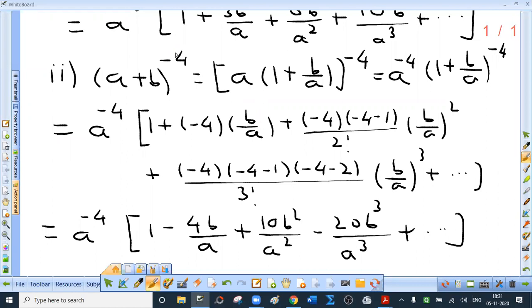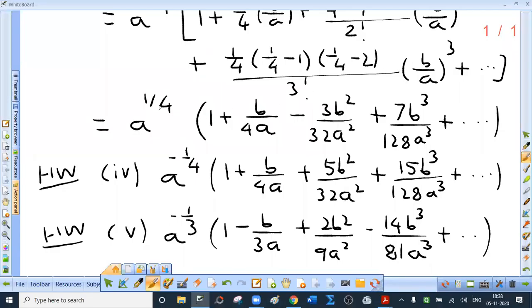Second, a plus b raised to minus 4. So within bracket take a common. So a into 1 plus b upon a raised to minus 4. So a raised to minus 4 into this. Same 1 plus x raised to n where n is minus 4 and x is b upon a. So you should get this a raised to minus 4 into 1 minus 4b upon a plus 10b square upon a square minus 20b cube upon a cube plus dot dot dot. Do not open the bracket.